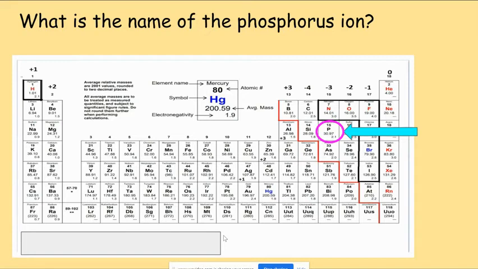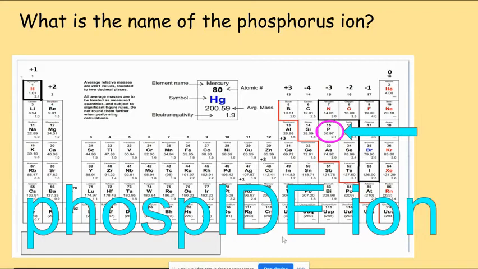If I'm looking at the phosphorus ion, remember that I want to change my name to end in IDE and then represent the charge here. So the phosphorus ion would have a name of phosphide. Again, IDE, it's just written nice and big to remind us to add that IDE ending from the phosphorus piece. We're going to change that component.